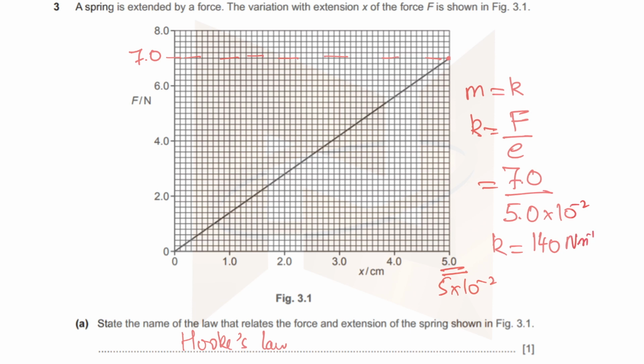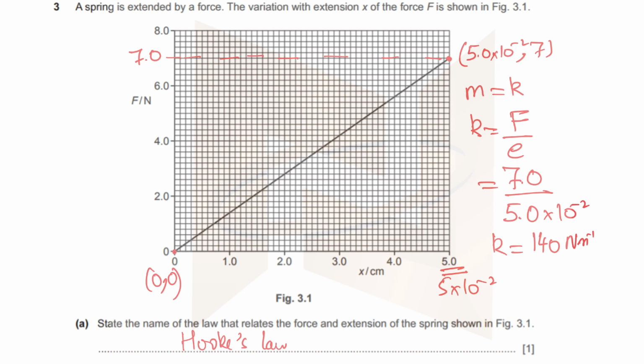Now you might be wondering, I've written gradient is equal to spring constant. Why did I not find the gradient? I could have found the gradient as well. It would have given me the same answer because the coordinates over here are 5 into 10 raised to the power minus 2, comma 7. And the coordinates over here are 0, 0. So when you do y2 minus y1, which is 7 minus 0, over x2 minus x1, you would get the same answer. Or you could simply use k is equal to F over e.